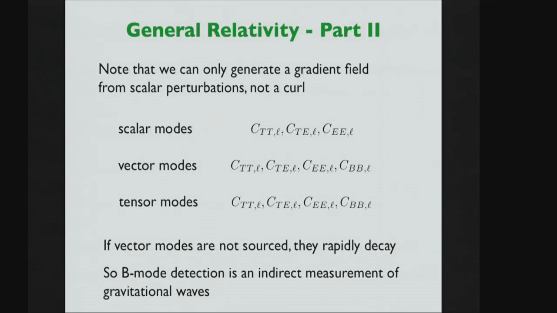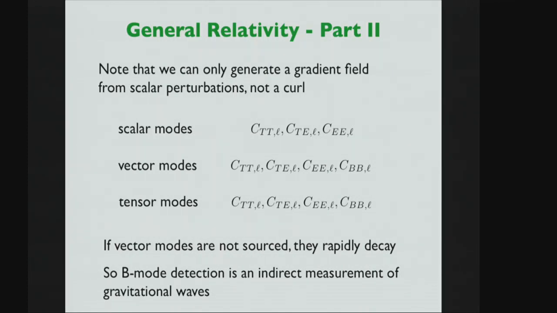That you cannot really make a curl at linear order perturbation theory out of a scalar, so there's no B mode in a theory that has only scalar perturbations. And so the scalar modes really only generate temperature anisotropies, TE cross correlation, and EE power, while the vector modes and tensor modes generate, in addition to that, also B modes. And so the vectors, as I said, they decay, so we won't really talk about them anymore.